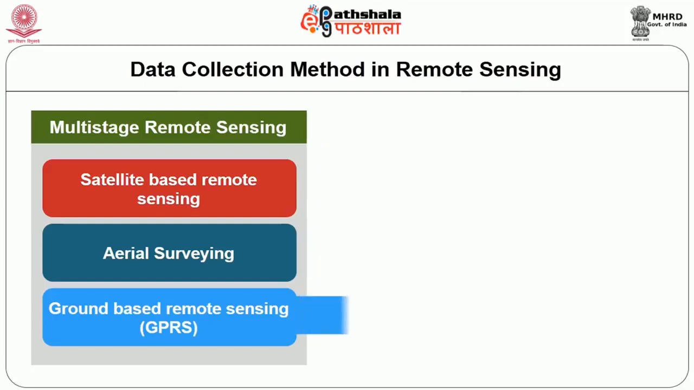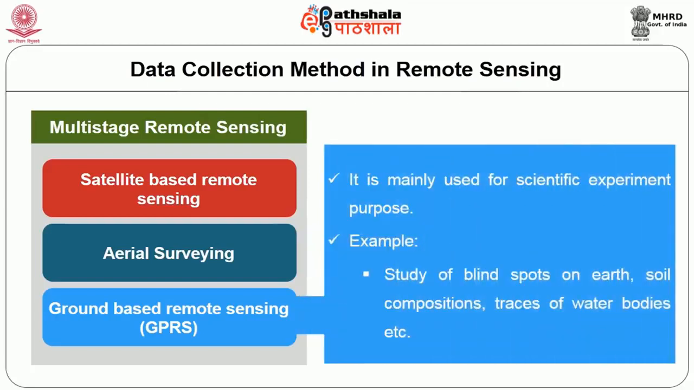Then coming to the ground based remote sensing. These remote sensing tools are used for studying the blind spots on earth, soil compositions, traces of water bodies, etc. And these are one of the prime tools used for scientific experiments. Very recently they have said that there are traces of a river running beneath the sea, beneath the ocean. They have recently identified it in Brazil. How could this kind of technology be possible? It is possible only through the ground based remote sensing tools.